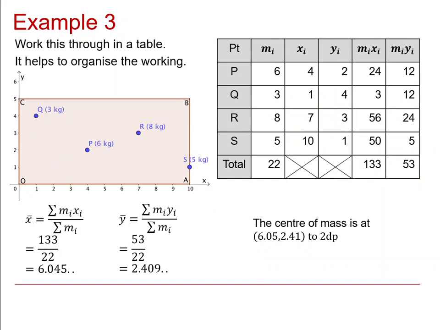So there are our calculations more neatly presented. 133 over 22 and the 53 over 22, giving us the numbers from the calculator, and finally the answer stated in context to an appropriate degree of accuracy. So that's the essential lesson of that setup, that you use a table. It makes it much easier to avoid mistakes, to see what you're doing, and it's much easier for the reader, be that an examiner or somebody else, to follow what you're doing.